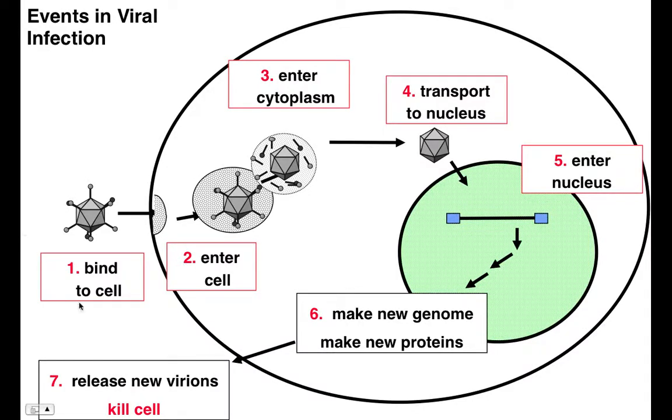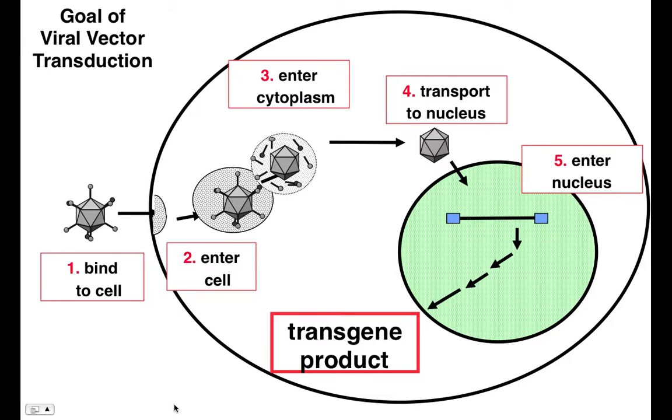Alright, so here's another overview. You bind to the cell, you enter the cell, enter the cytoplasm, get transported to the nucleus, enter the nucleus, make your new genomes, make proteins, then you release new virions, and during that process of release you will kill the cell. So the goal of vectors is to get some sort of transgene. Transgene just means a gene not from that particular source. So it could be as simple as trying to put in dystrophin to fix Duchenne's muscular dystrophy, or it could be as difficult as putting in a suicide gene for a cancer therapy.